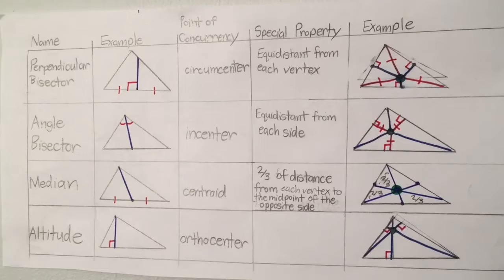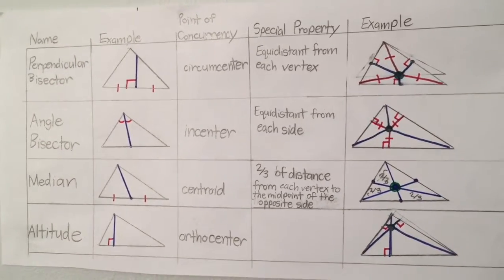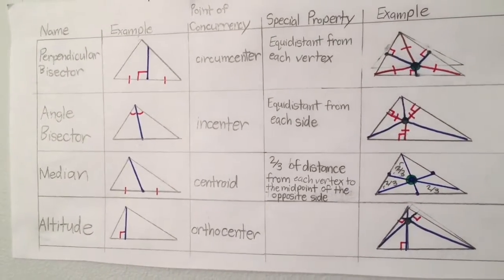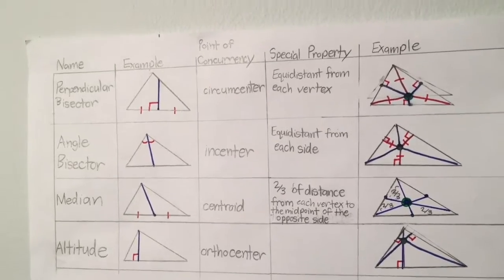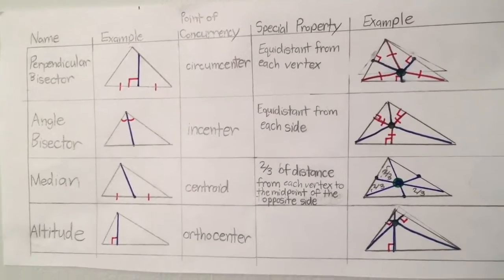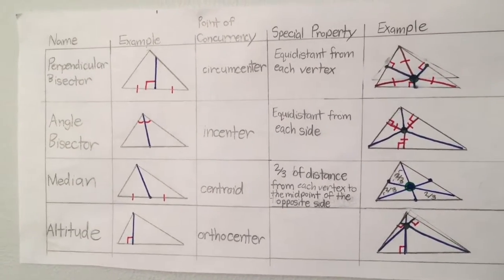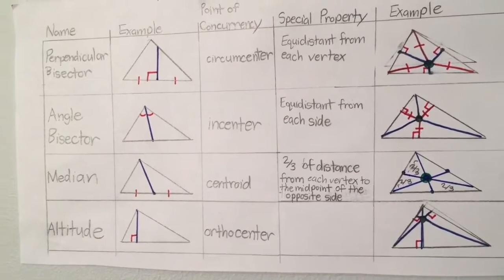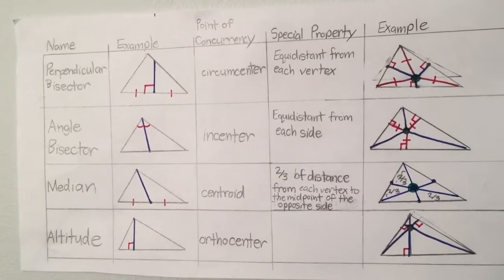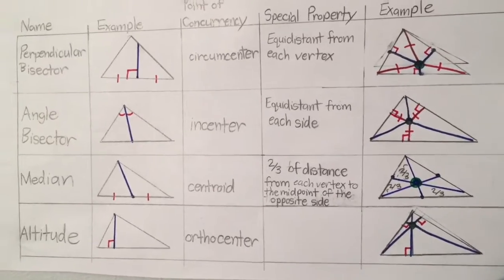The circumcenter is the point of concurrency of the perpendicular bisectors of a triangle. The incenter is the point of concurrency of the angle bisectors of a triangle. The centroid is the point of concurrency of the medians of the triangle.